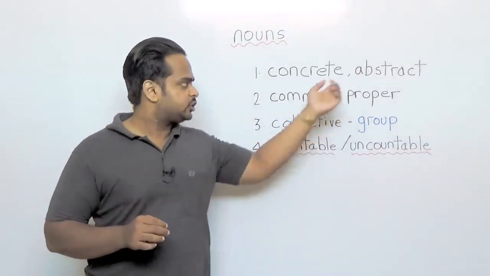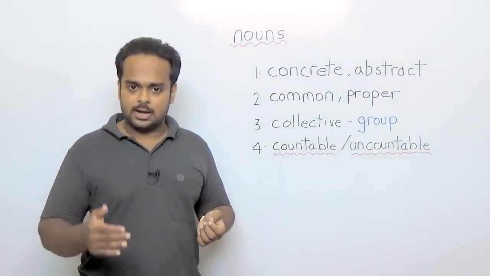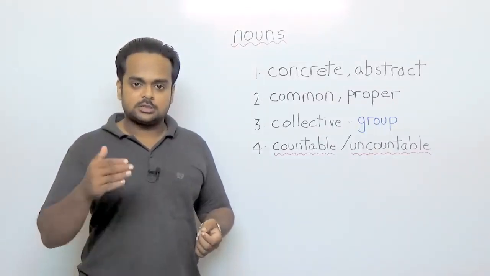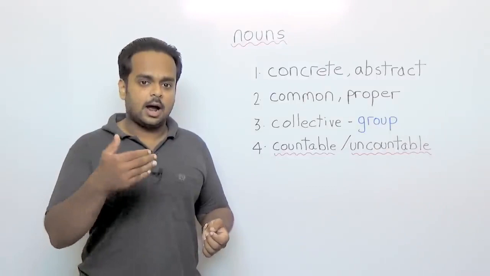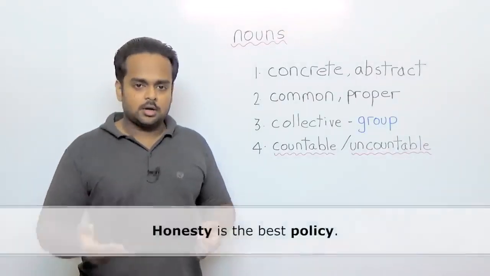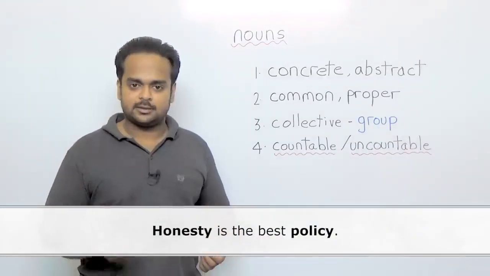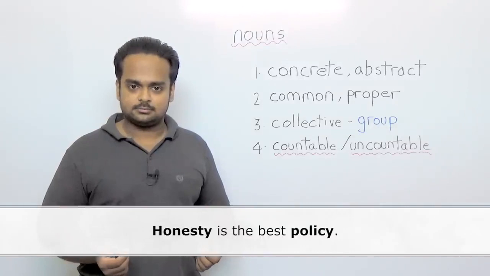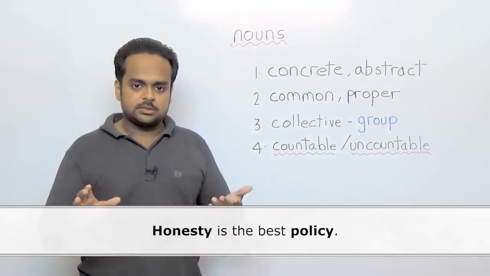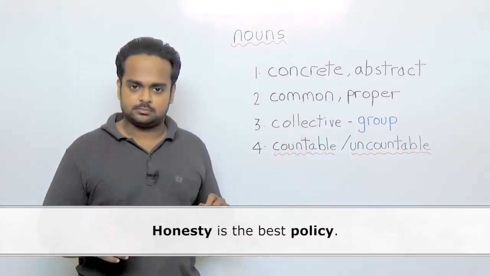So what are abstract nouns then? Abstract nouns are nouns that don't have a physical existence. That means we cannot touch them or see them, and these are ideas and feelings. Now in this sentence, honesty is the best policy. It's a very popular proverb in English. Have you heard of that? In that sentence, honesty and policy are both nouns, but they are abstract nouns.